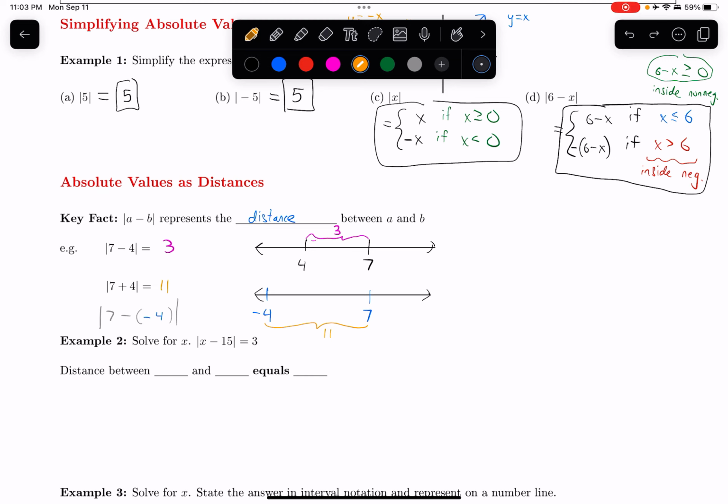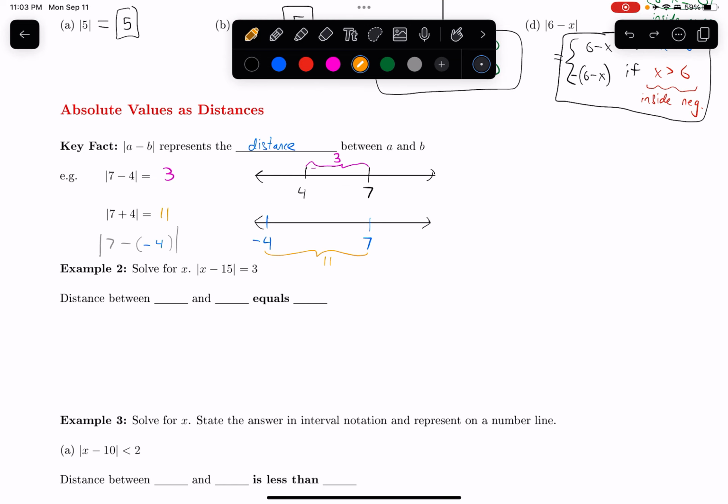Okay, so one of the things that this can help us with is solving equations or inequalities that involve absolute values, and we'll see those in just a bit. So let's do that. I've got the absolute value of x minus 15 equals 3. There's a few ways I could solve this, but I want to do this with distance because we've just been talking about distances. The absolute value, I'm subtracting two things, which means it's a distance. It's the distance between x and 15. And that distance equals 3.